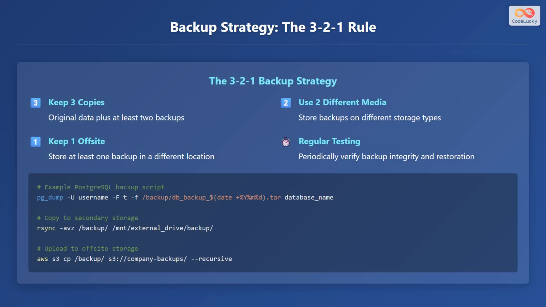A robust backup strategy follows the 3-2-1 rule. Keep 3 copies of your data, the original and at least 2 backups. Use 2 different media, such as a local drive and a network storage device. Keep 1 copy off-site in a separate physical location. Regular testing is also important to verify backup integrity and restoration processes.